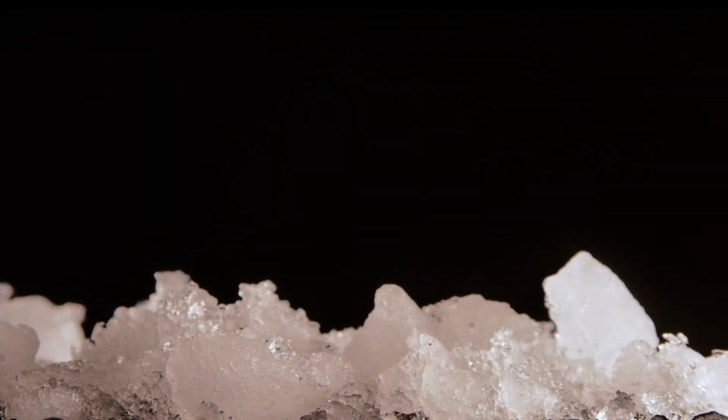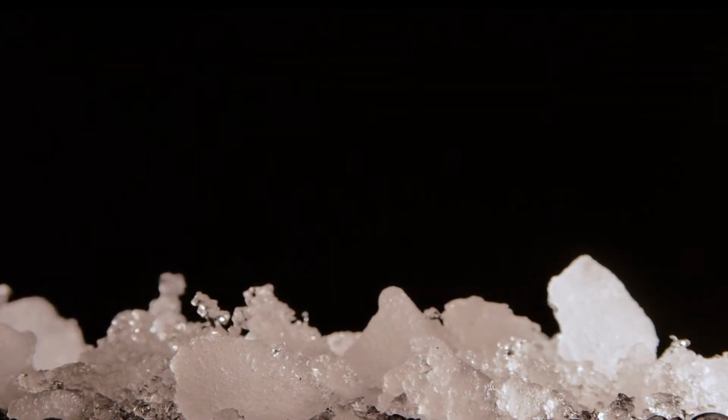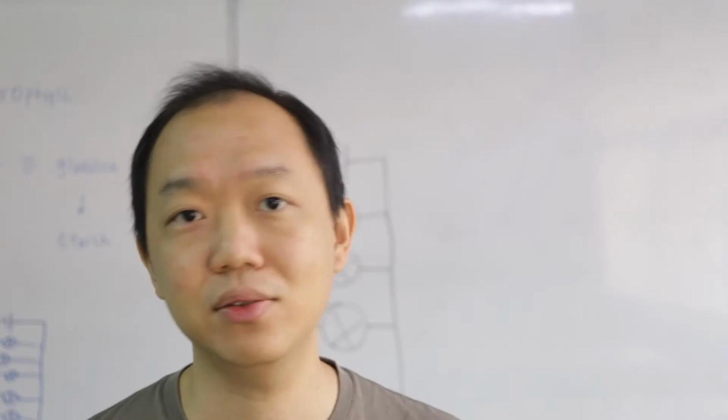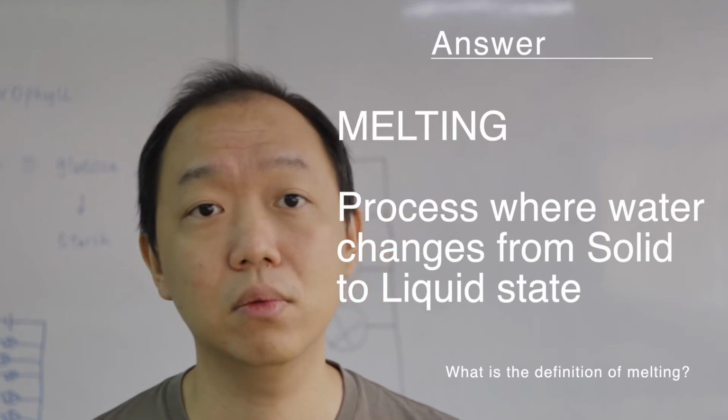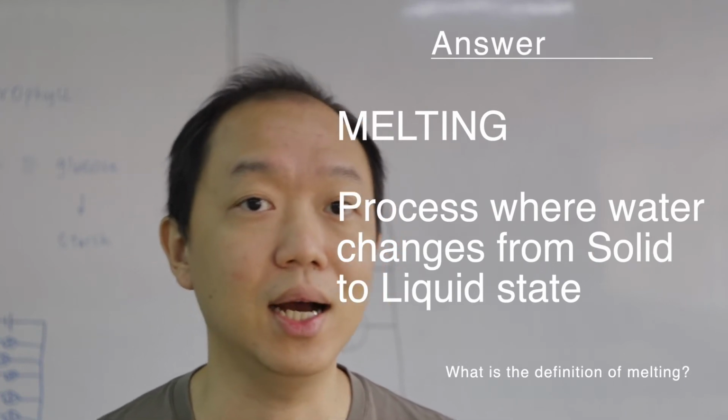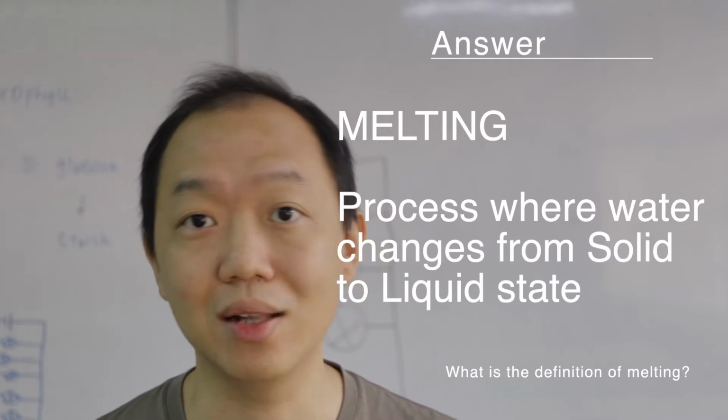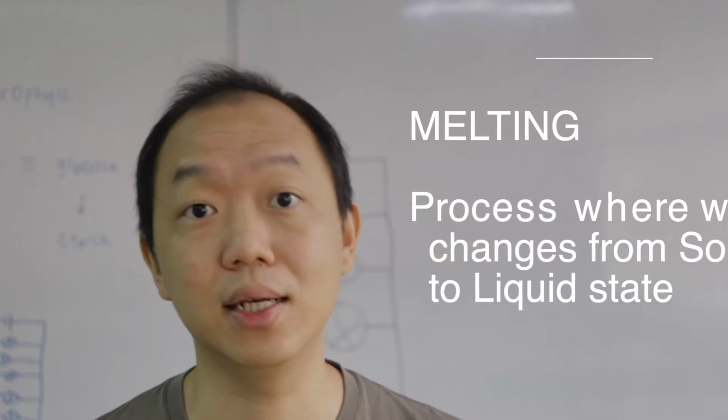Next, we talk about melting. Ice taken out of a freezer gains heat and its temperature rises. When the temperature of ice rises to 0 degrees Celsius, it changes to water. So when ice changes to water, we say that ice changes from the solid state to the liquid state.